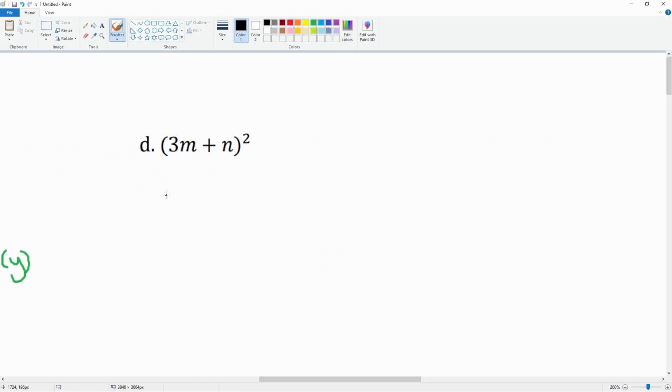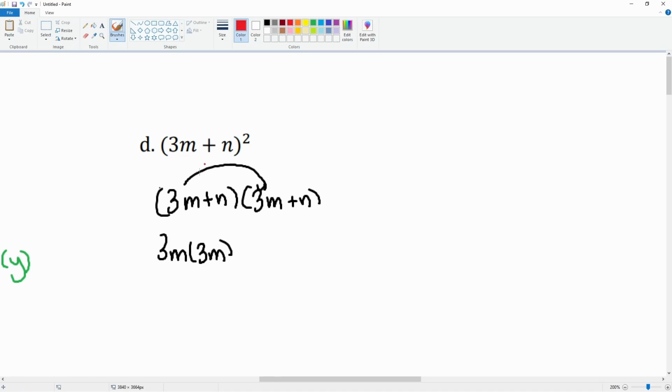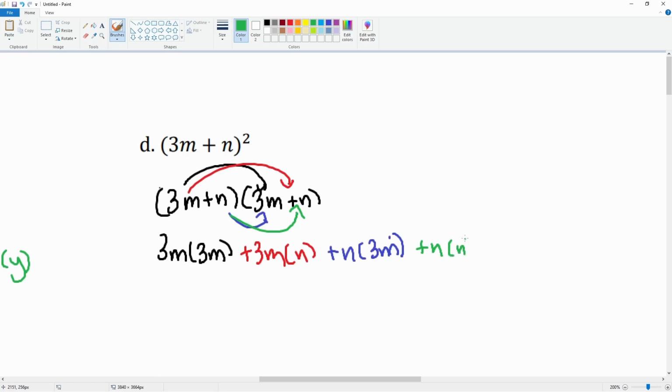Letter D. 3m plus n is the first binomial, and then times itself, 3m plus n. Distributive property, 3m times 3m. 3m times n, so 3m times n. N times 3m, n times 3m. And then n times n, so n parentheses n.